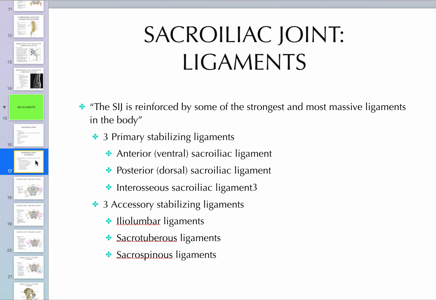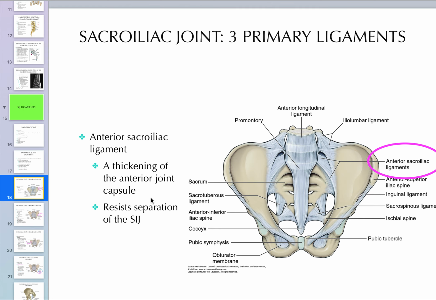So we have three primary stabilizing ligaments of the sacroiliac joint. We also have three accessory stabilizing ligaments of the sacroiliac joint. The three primary stabilizing ligaments would be the anterior sacroiliac ligament, the posterior sacroiliac ligament, and the interosseous sacroiliac ligament. The three accessory stabilizing ligaments would be the iliolumbar ligament, sacrotuberous ligament, and sacrospinous ligament. So let's take a look at each one in detail.